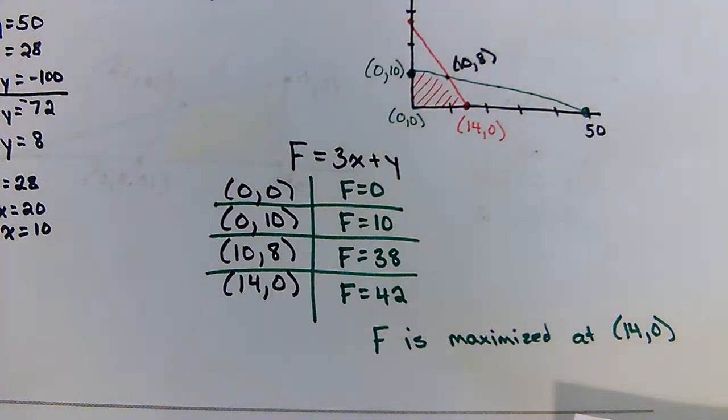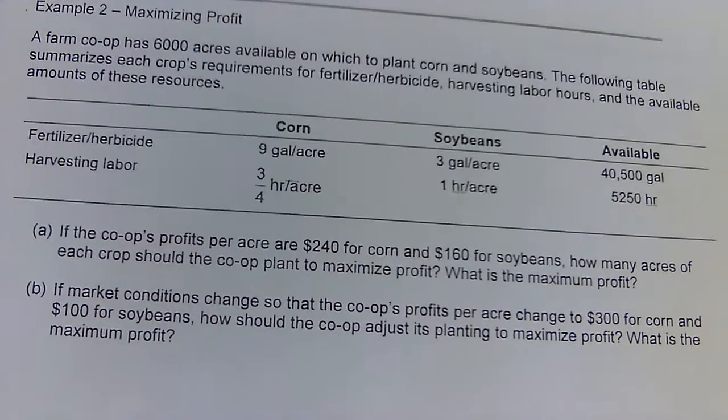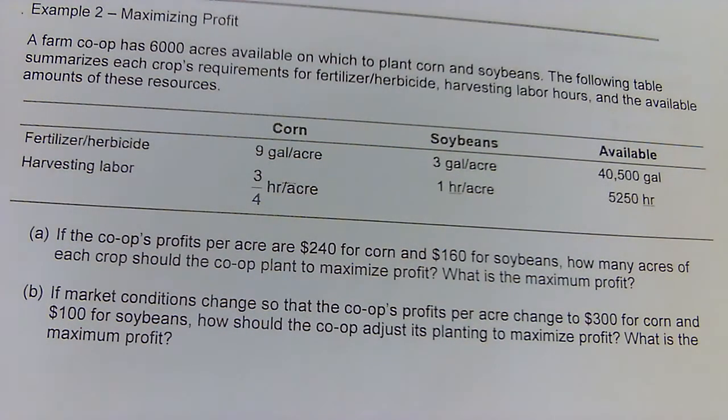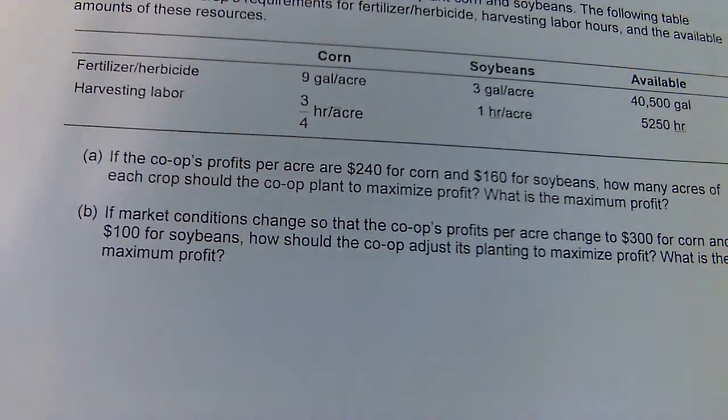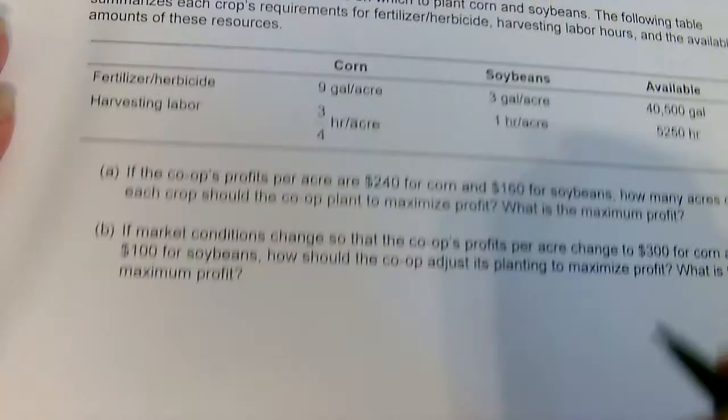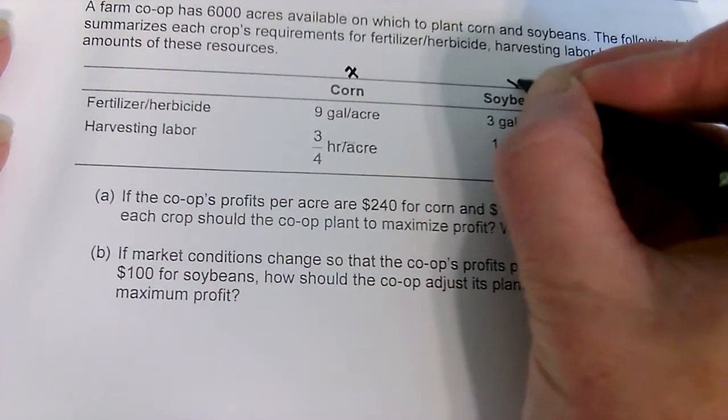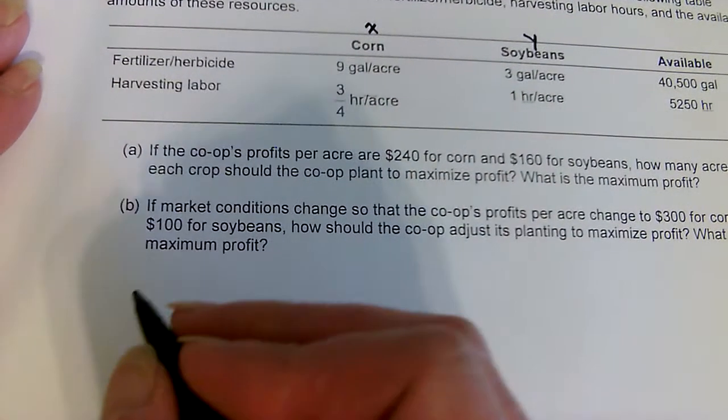So the next example we're going to do actually should look familiar, because we've kind of done it already before. It's about the farm co-op that had 6,000 acres. And so we had the equations. Let me see if I can pull up my copy, because we had that the acres had to be 6,000. So we had corn was X and soybeans were Y.